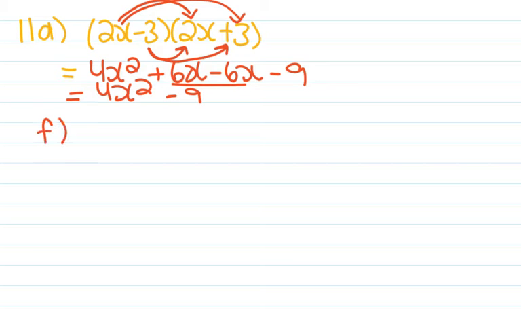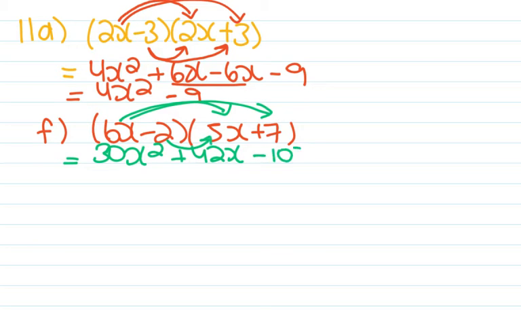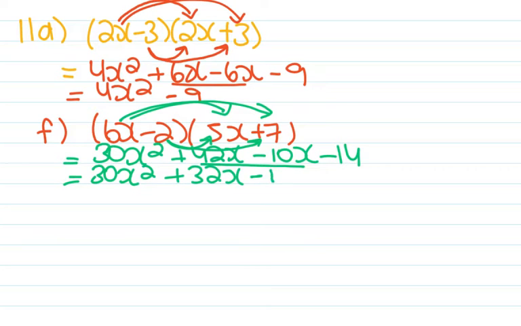Letter F, (6x minus 2) times (5x plus 7). Do the same thing. 6x times 5x is 30x squared. 6x times 7 is 42x. Negative 2 times 5x is negative 10x, and negative 2 times 7 is negative 14. Again, we can combine those middle two terms because they're like terms. So we have 30x squared, 42x minus 10x is 32x, minus 14.